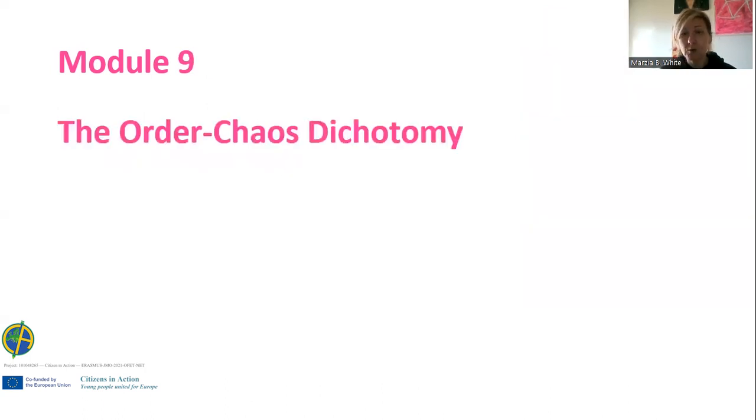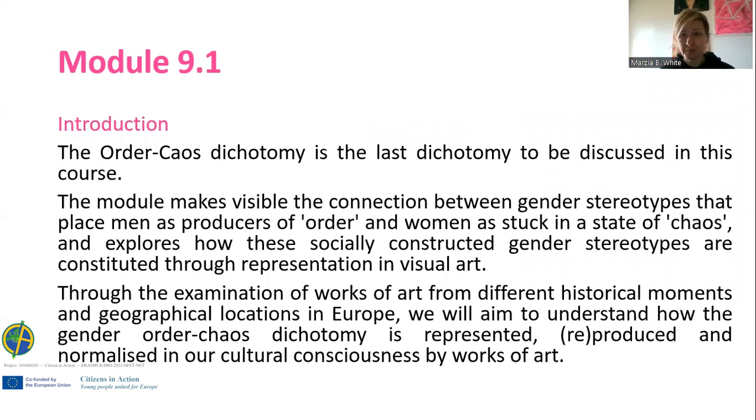And now we go through module number 9, the order-chaos dichotomy. The module makes visible the connection between gender stereotypes that place men as producers of order and women as stuck in a state of chaos, and explores how these socially constructed gender stereotypes are constituted through representation in visual art.